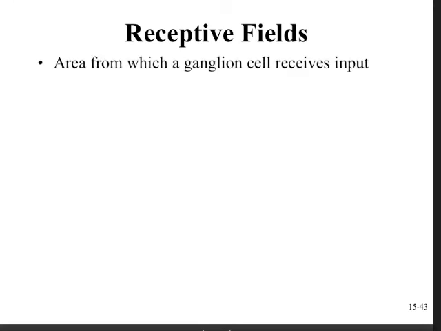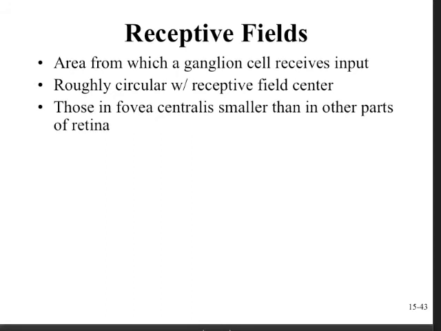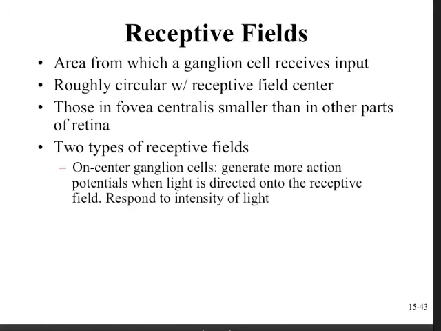A receptive field is an area from which a ganglion cell gets its input, and it's roughly circular, the receptive field being at the center. Those in the fovea centralis are smaller than in other parts of the retina, and this is why there's greater visual acuity here. There are 2 types of receptive fields.